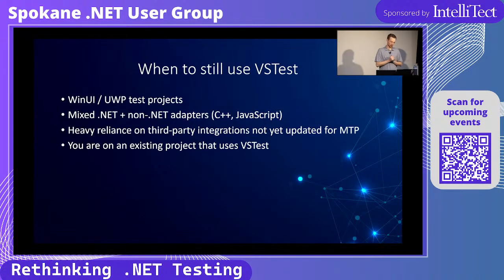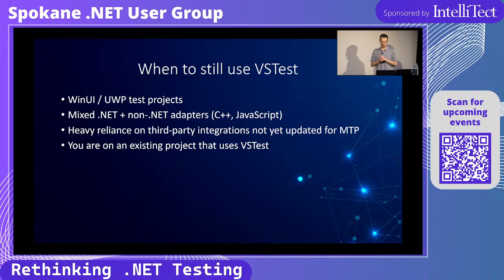Now I'm going to talk quickly about when we still want to use VSTest. These are, I think, quickly going to disappear. First of all is WinUI and UWP test projects. Once again, I think the percent of people who are building these kinds of projects is very limited. The support is coming, it's just not totally there yet. Second is you can hook up your JavaScript and your C++ tests with VSTest. Once again, not totally supported yet. It's coming.